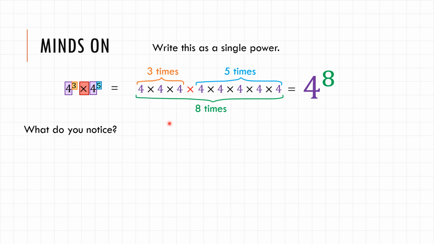Taking a look at this, what do you notice? Any coincidences? Think about this for just half a minute. Well, it's pretty easy to notice that if we have 3 of these here and we have 5 of these here, then altogether we got 8. And how did we get 8? By adding 3 plus 5. 3 of these plus 5 of these got us 8. So this is actually an example of something called the product law of exponents.